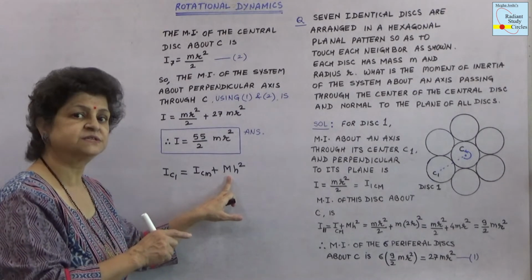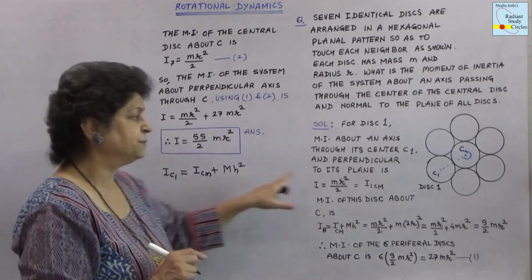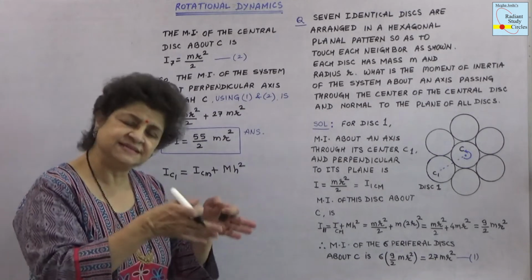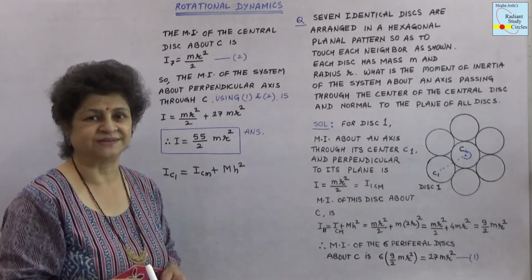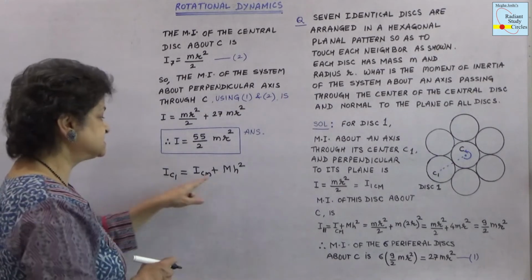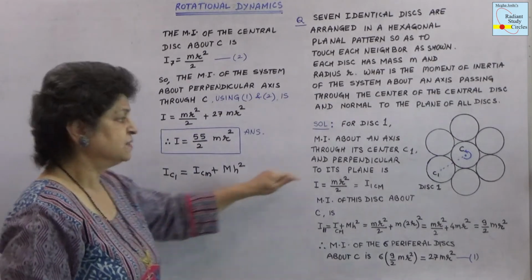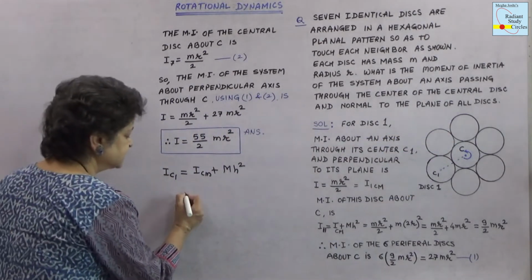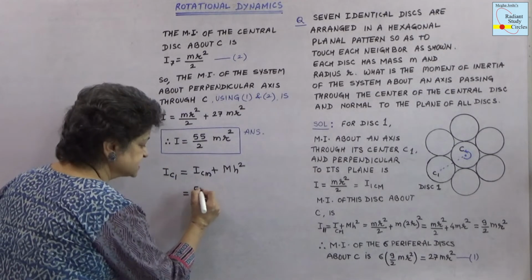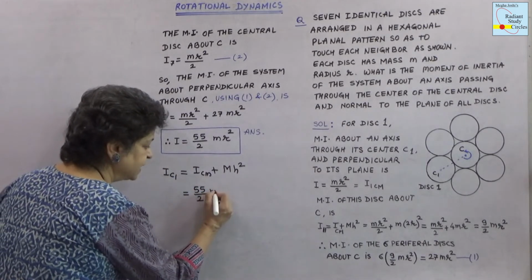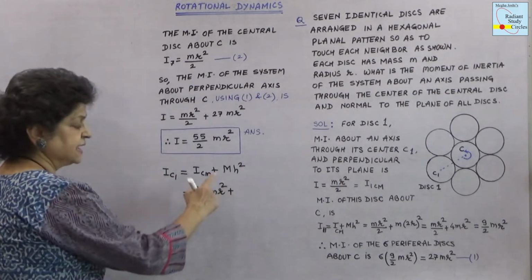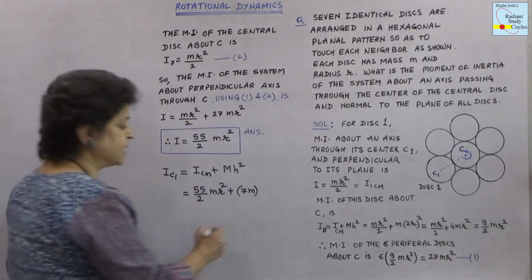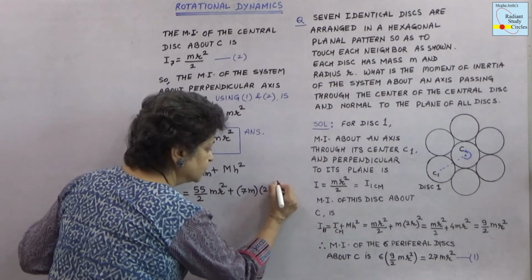How much is the mass of the system? Well, it is not m, but because there are 7 disks, the mass of the system becomes 7m, and that is the catch point here. You should do it correct. So mass is 7m, and what is h? Well, h is once again 2r as we did earlier. So my answer here will be, first I will write I_CM, which is 55 by 2 mr square plus m, which is 7m, into h, which is 2r. So into 2r whole square.